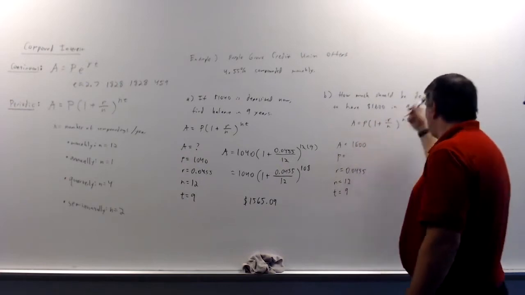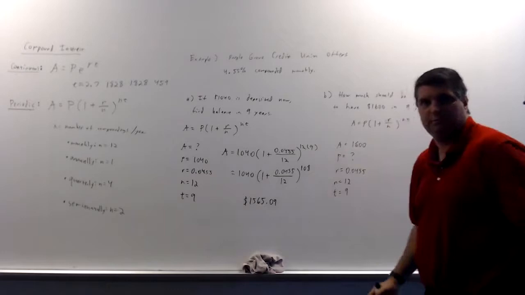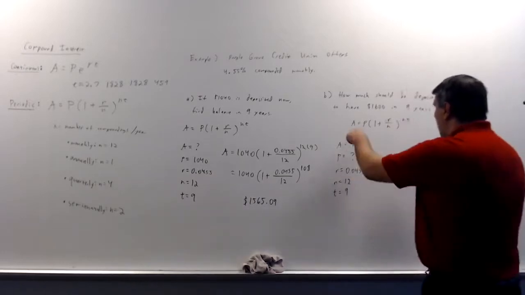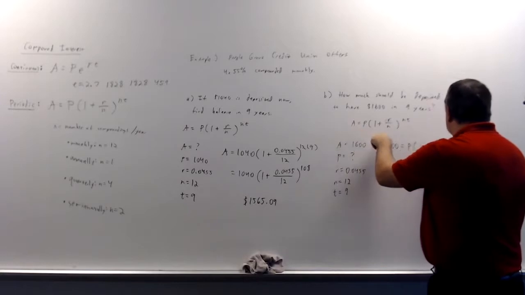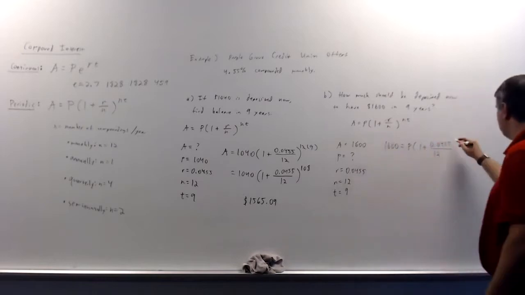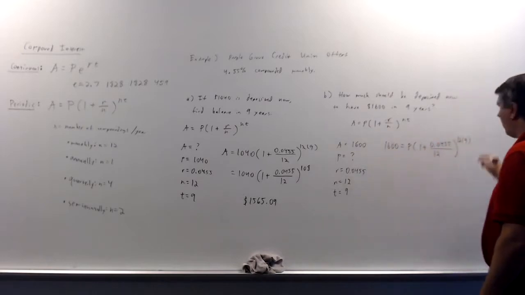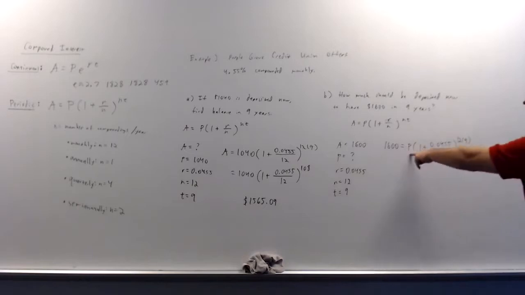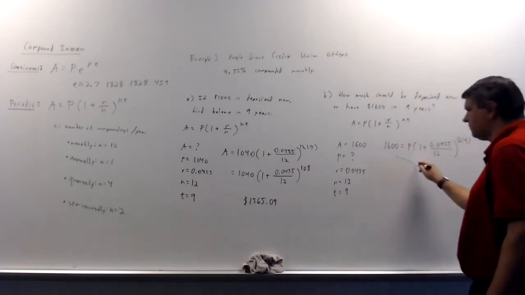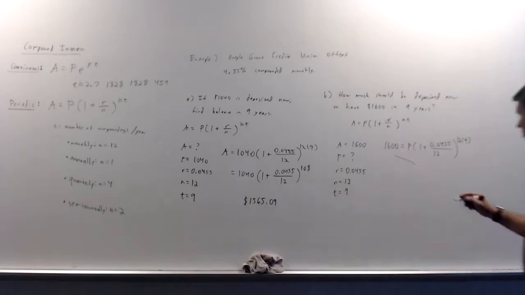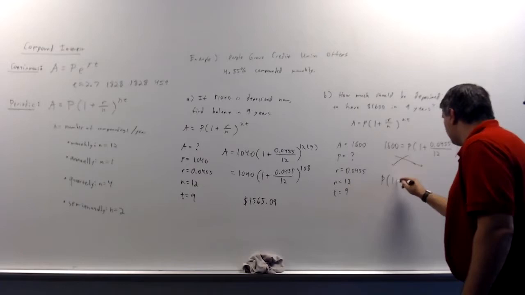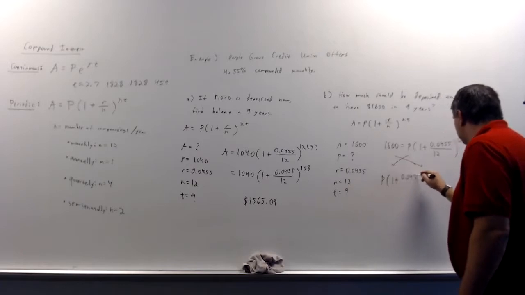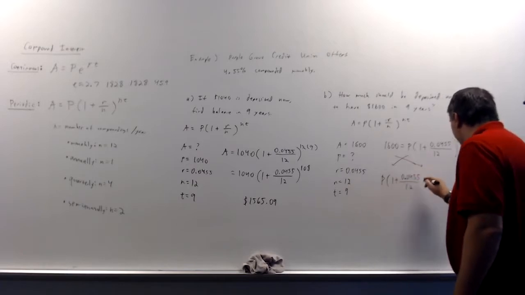We don't know what we're starting with. That's the question. Okay? So I want to know 1600 equals P times 1 plus 0.0455 divided by 12 to 12 times 9th power. Clean that up, and since P is my unknown, I'm going to switch the sides. Okay, and I hope everything is still visible on screen. It is. Good.